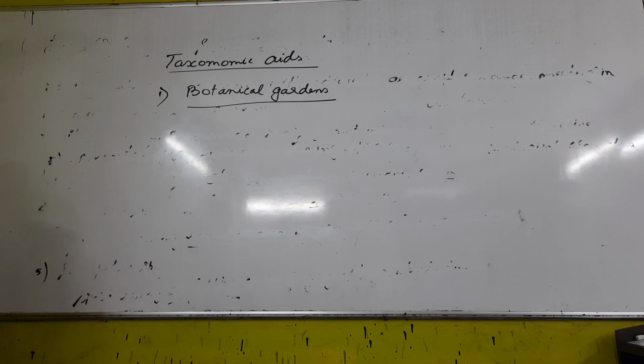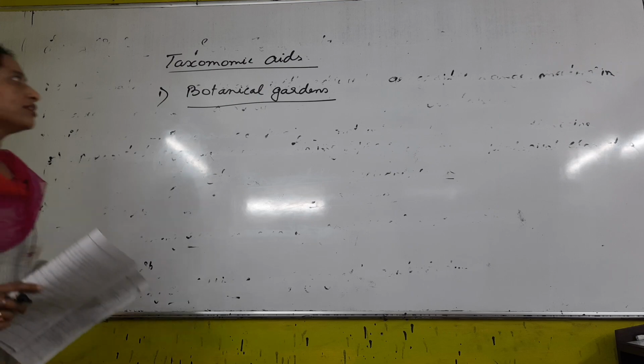In situ conservation, you conserve the organism in its natural habitat, right? But whereas in a botanical garden, what do you do? You collect the plants from different parts of the world, different areas, and you conserve them in a different place. So that is what is called ex situ. From an entrance point of view, this question has probably come: is a botanical garden a means of in situ or ex situ conservation? It's a means of ex situ conservation. Similarly, in case of zoological parks also, a zoo is a means of ex situ conservation.